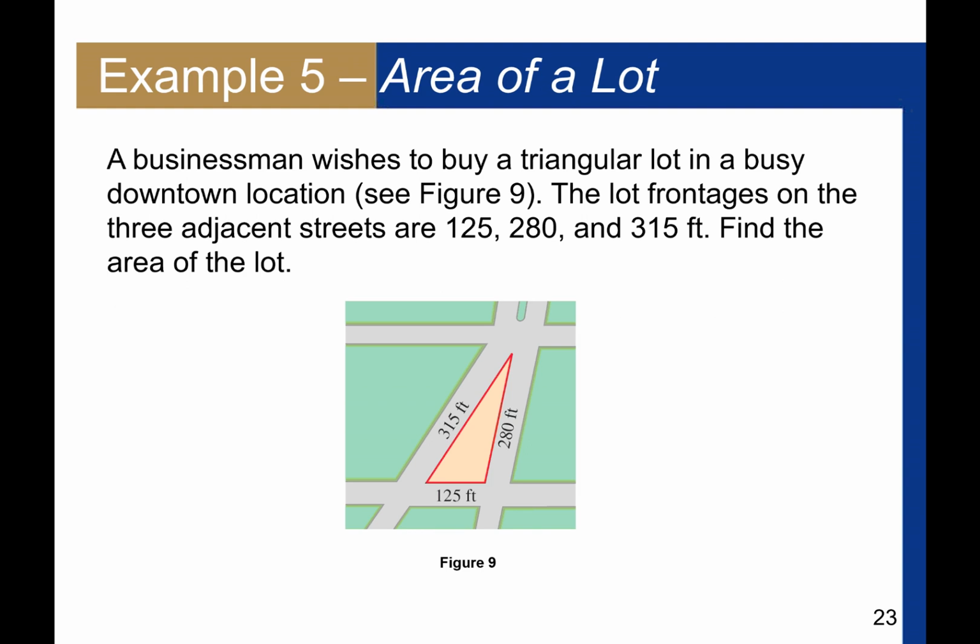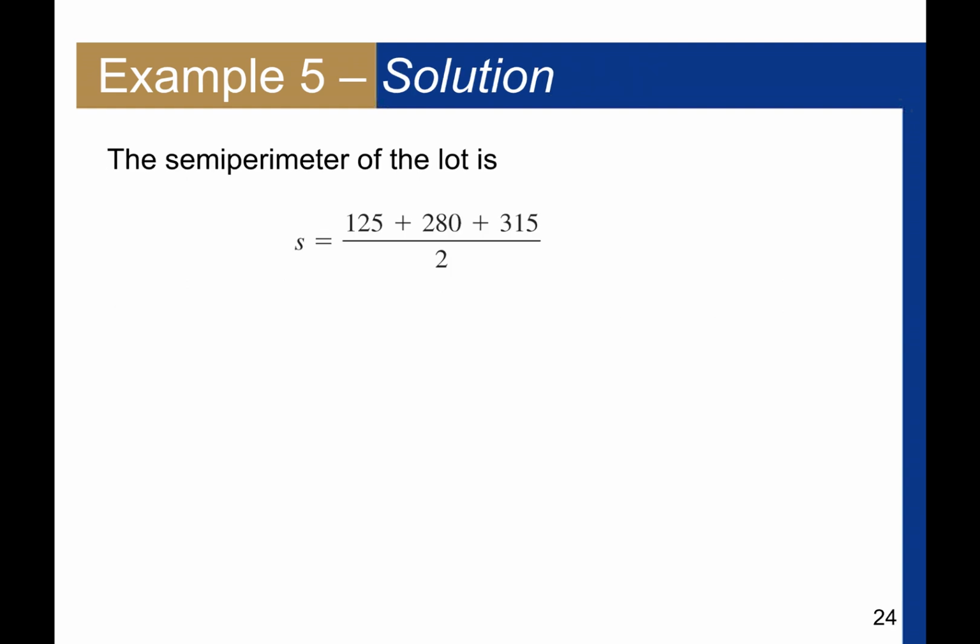Find the area of this lot. Businessman wants to buy a triangular lot on a busy downtown location. Yeah, lots of traffic there. This would be good. The lengths of the sides of the 3 adjacent streets are 125, 280, and 315. And man, somebody messed up the planning. That is not a right triangle. It's okay. We can still find the area of the lot.